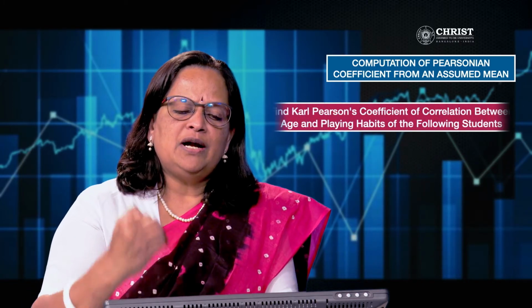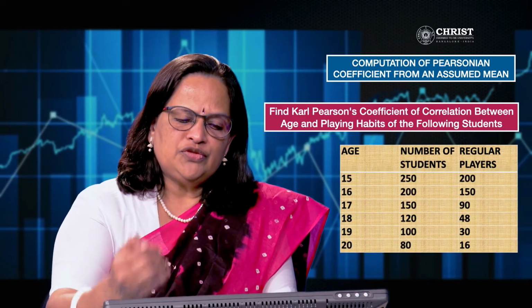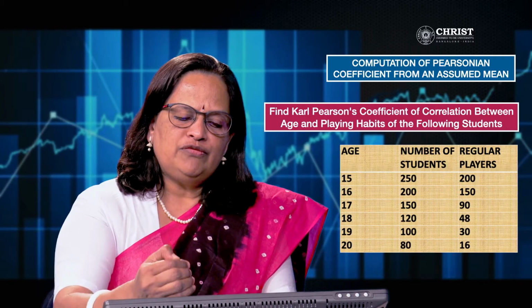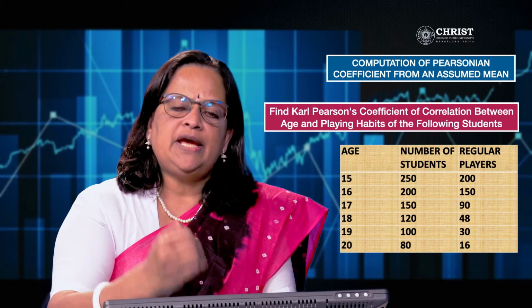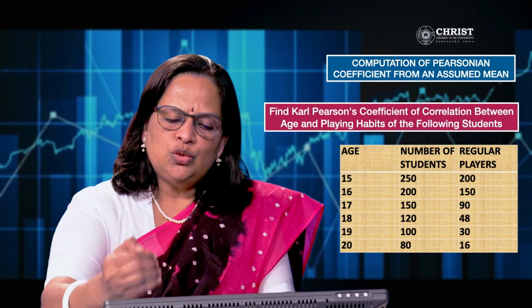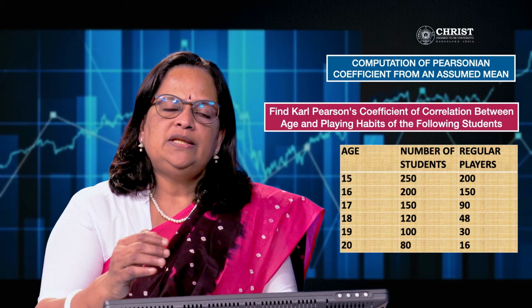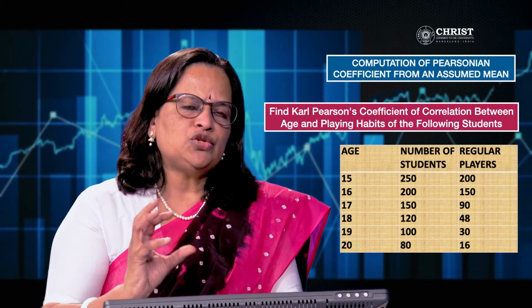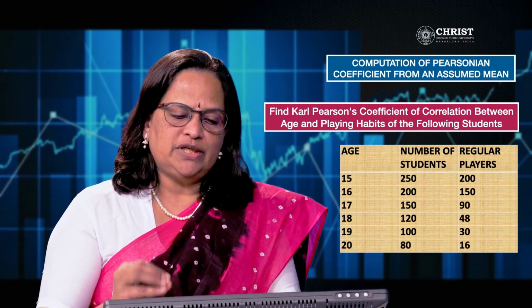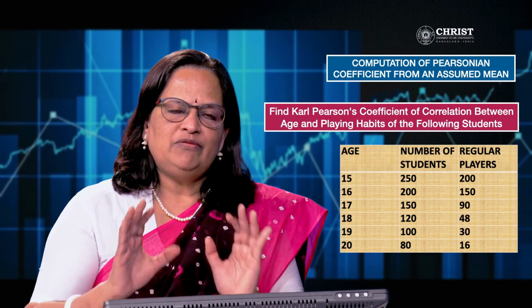This is a different type of problem. Find Karl Pearson's coefficient of correlation between age and playing habits of the following students. Age of the students from 15 to 20. Number of students: 250, 200, 150, 120, 100 and 80. Regular players: 200, 150, 90, 48, 30 and 16. This type of problems are important and usually they will ask for section C question. So one problem I thought I'll explain with this module.